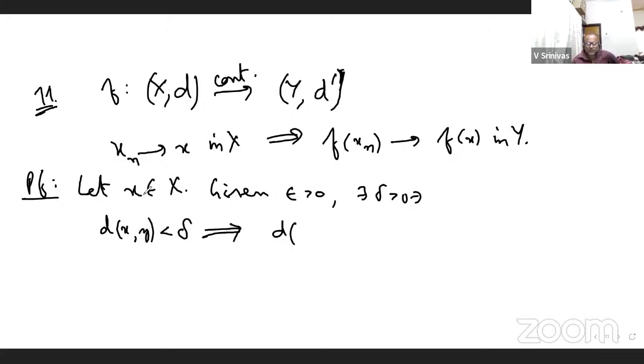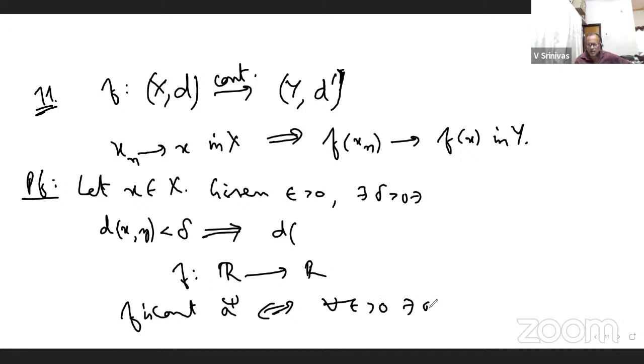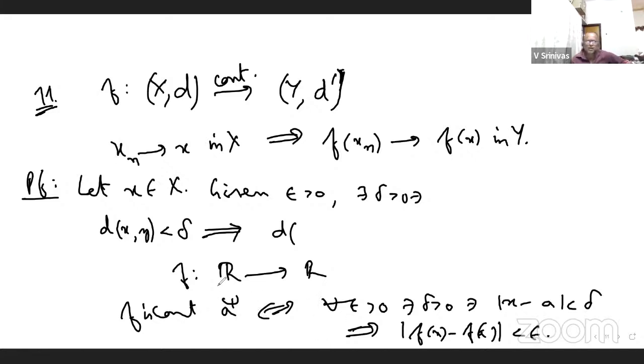If your capital X is R, if F is mapping some R into R, and if a belongs to R, when do you say F is continuous at a? F is continuous at a if and only if for every epsilon positive there is a delta positive such that modulus of x minus a is less than delta implies modulus of F of x minus F of a is less than epsilon. This is the definition of continuity for a real valued function of a real variable.